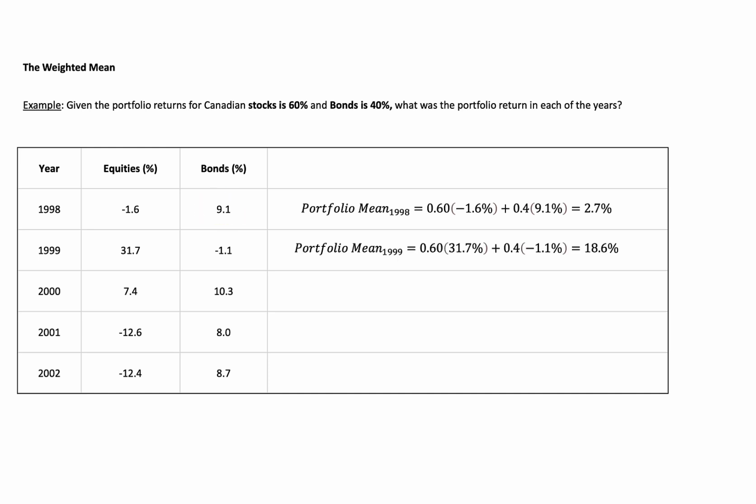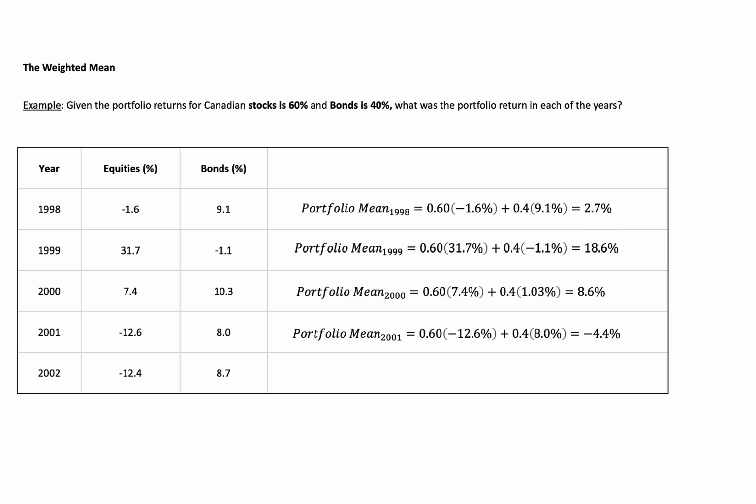And I can do the same for 1999, and you get obviously a much higher percentage because not only was your stock 31.7%, a much higher return than the negative 1.6% in 1998, the stocks are also weighted at 60%, whereas the bonds are weighted at 40%. So anyway, you get a higher number here in 1999 from a performance standpoint. 2000, it dipped a little. 2001, it dipped a lot. And 2002, it was around the same as 2001.